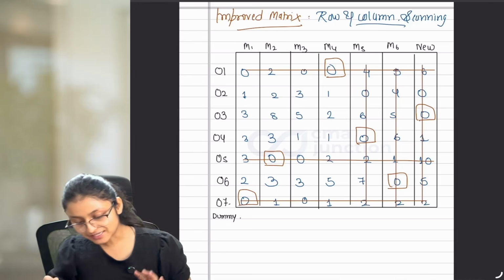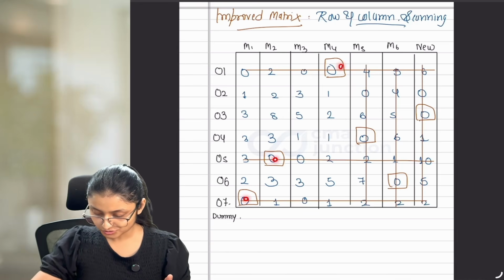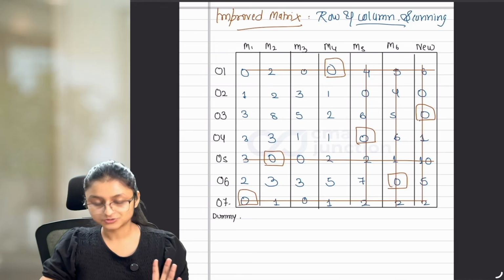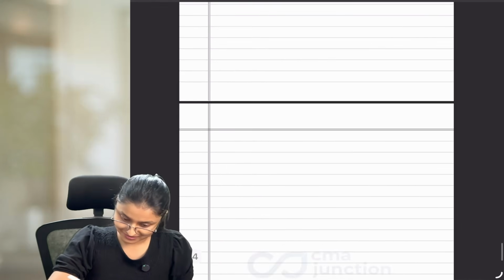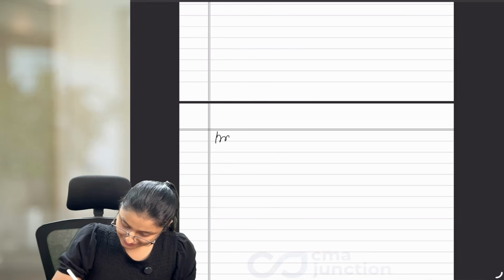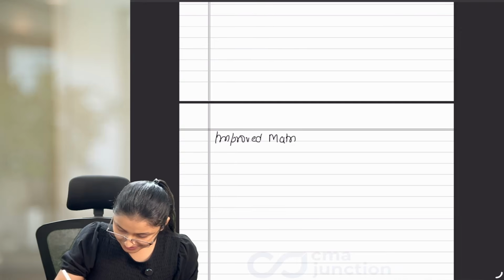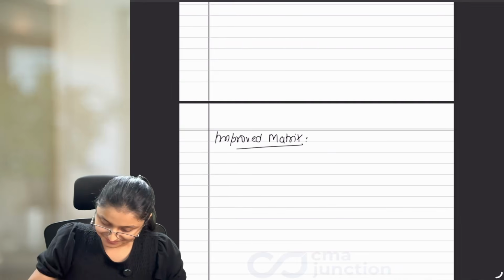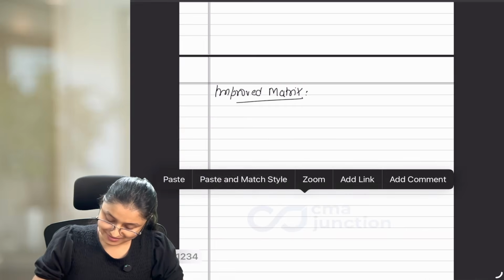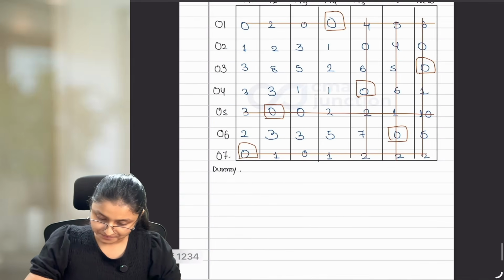Now if you notice, again we have not achieved the optimality. This is 0, 1, 2, 3, 4, 5, 6. 6 zeros are marked. We have to mark 7 zeros. Again we have to make the improved matrix. Okay, nothing has happened. We prayed to God, and still God has said that you have to make the matrix again. So let's make it. I think this is going to be the last improvement. Let's see.